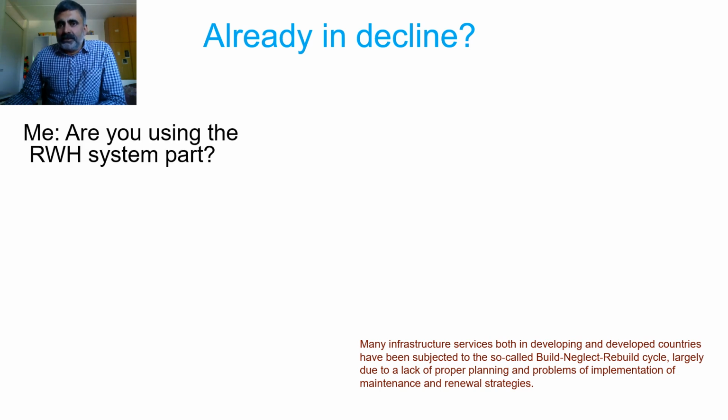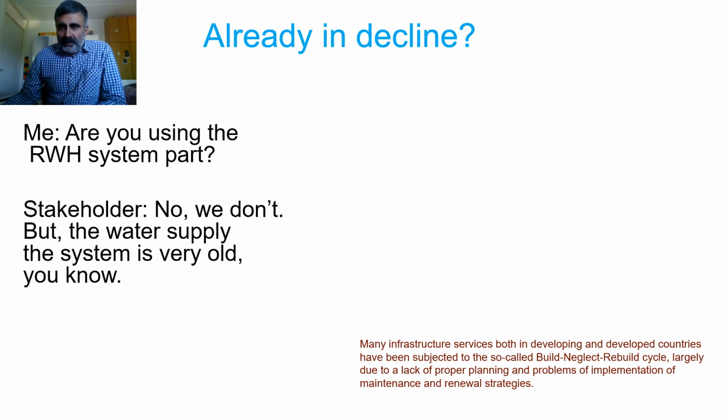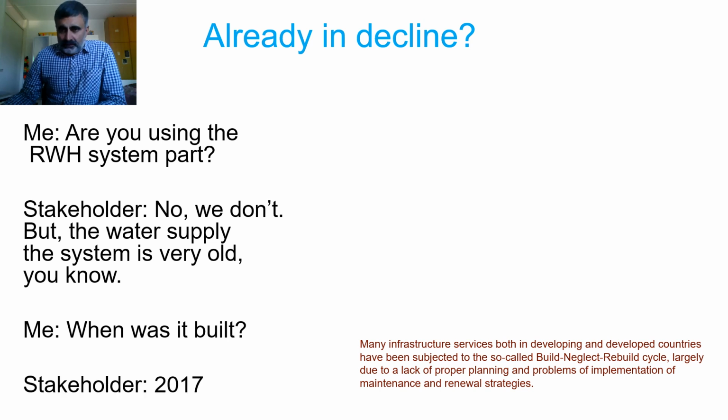Are you currently using rainwater? I asked. The answer, no, we don't. But the water supply system is very old, you know. Then I asked when it was built. The answer was 2017. So the system is around 7 years old. This dialogue indicates the interesting dynamic of implementing the government's vision.